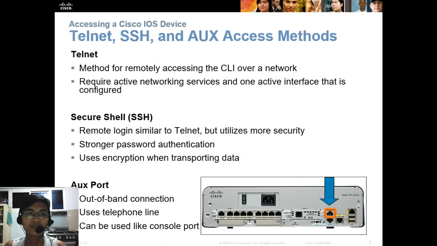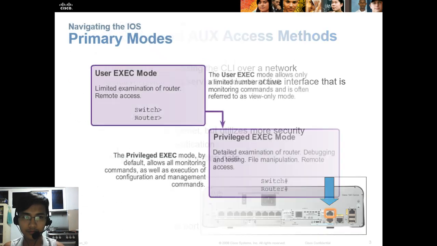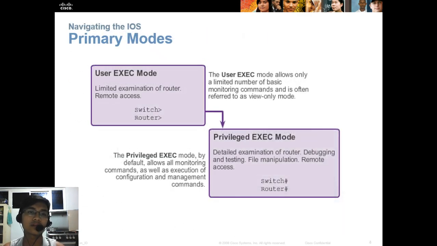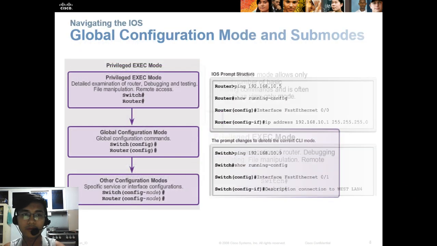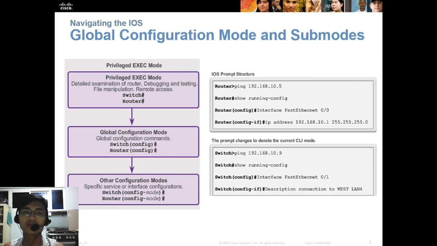So we have here the access methods for accessing a Cisco device. We have Telnet, the Secure Shell, and the auxiliary port. And navigating the IOS, we have here the primary modes, which are the user EXEC mode and the privileged EXEC mode, then global configuration mode and sub modes. So after the global configuration mode, we have the sub modes, which are the other configuration, which is the interface configurations.